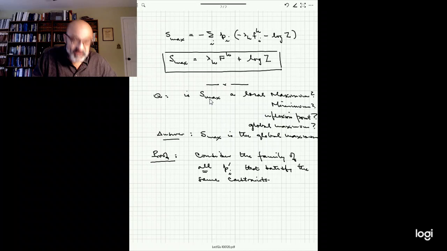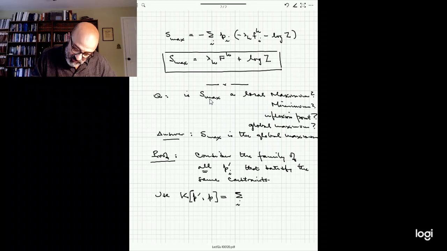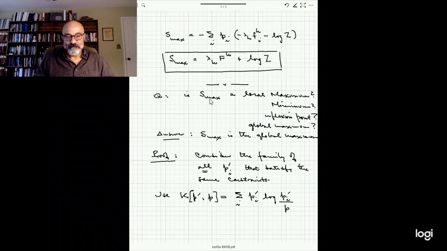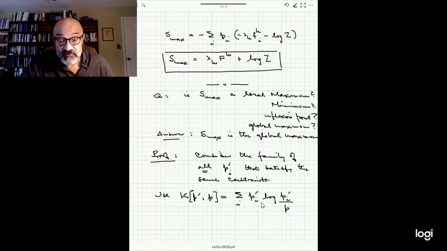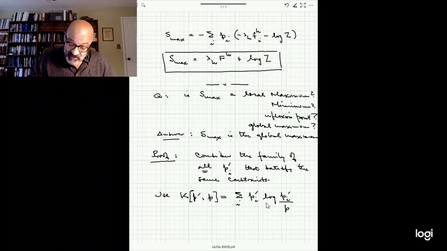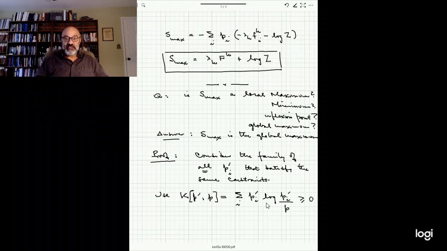Well, we use our old friend, the Kullback-Leibler divergence, or the relative entropy. That's how we do it. Let's consider the following. We're going to compute the relative entropy of any p prime relative to p, and the way this goes is we're going to have p prime log p prime divided by p. The first person who did this type of calculation involving this quantity was Gibbs himself. So this is where he came up with the Gibbs inequality. Remember, we proved that this is positive.